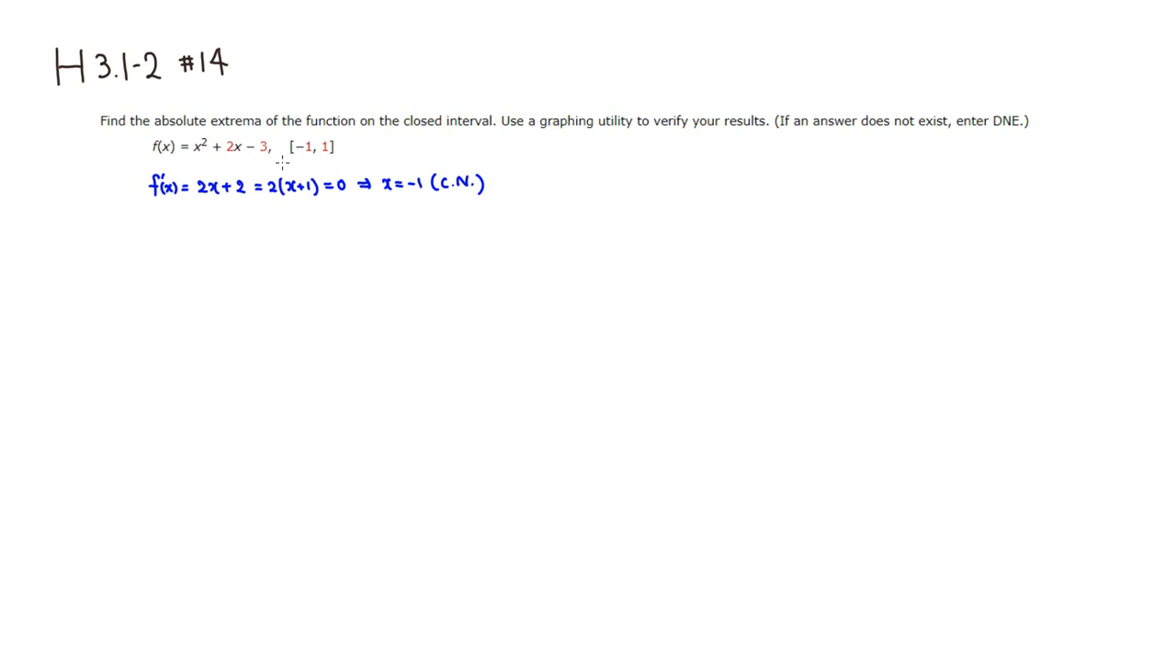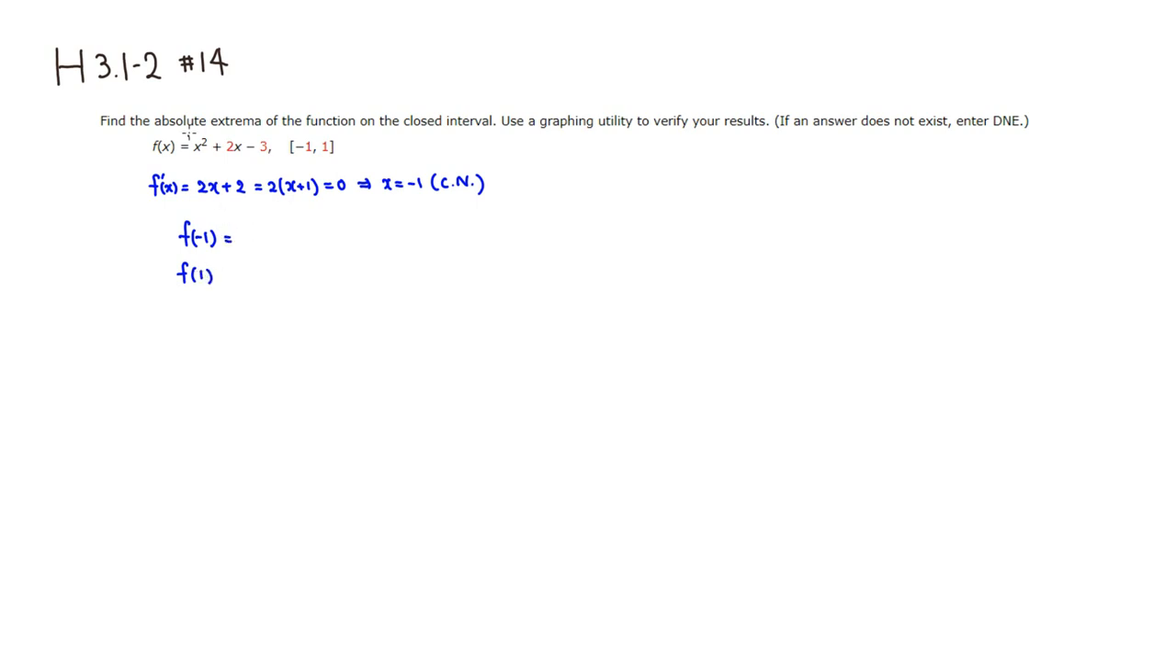So we just need to check all the critical numbers and endpoints. In this case, the only critical number we have is the left endpoint, so we just have to look at the endpoints. We look at f of -1, which is the left endpoint and also a critical number, and the right endpoint is +1.